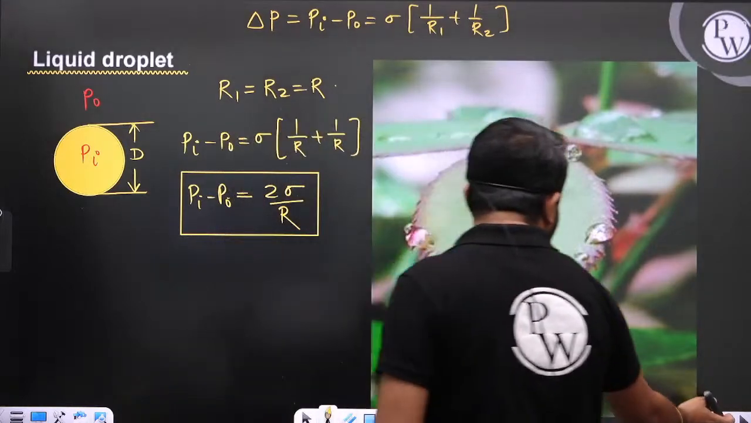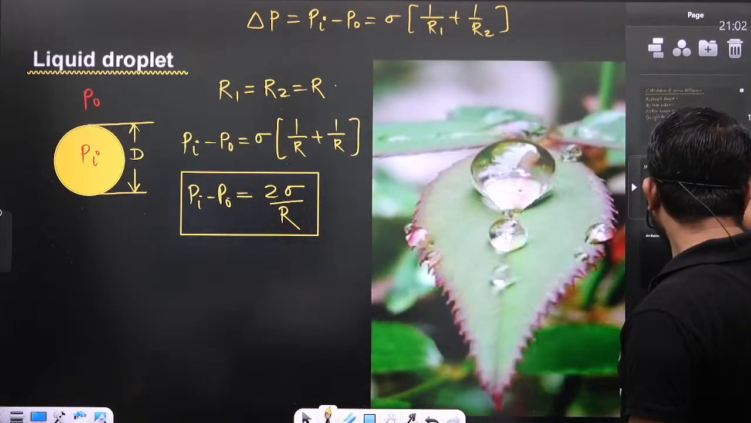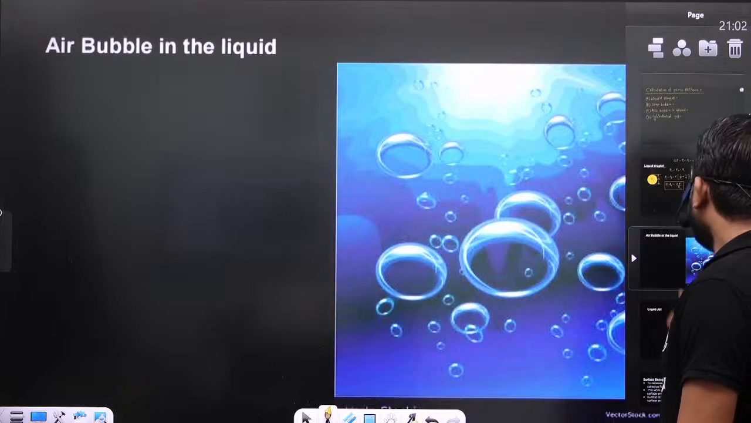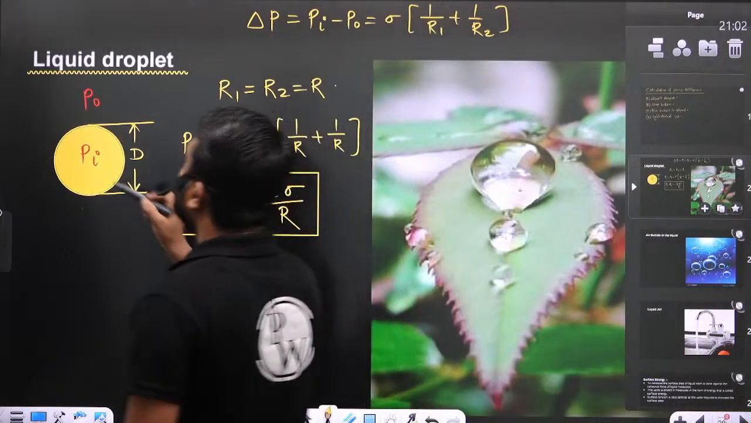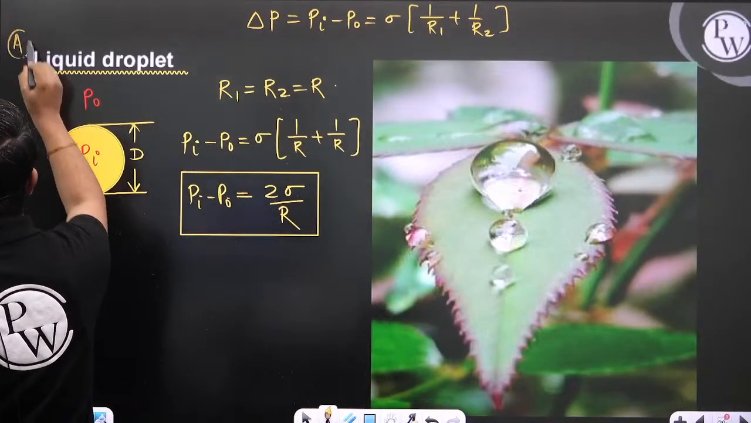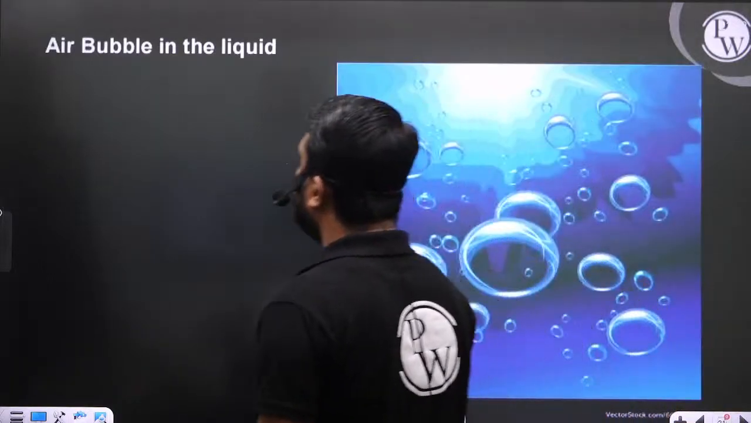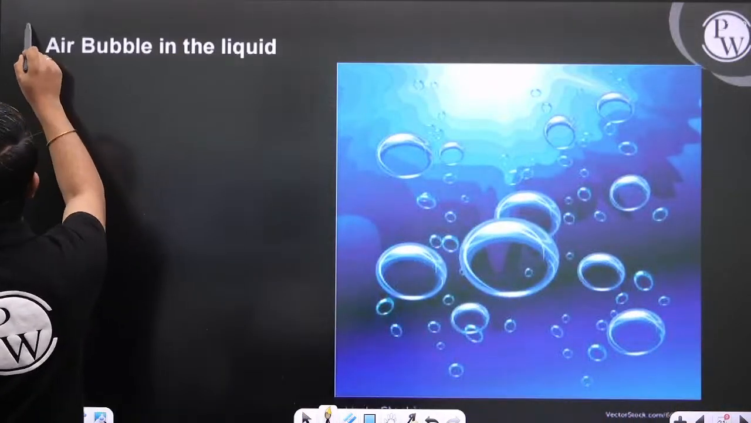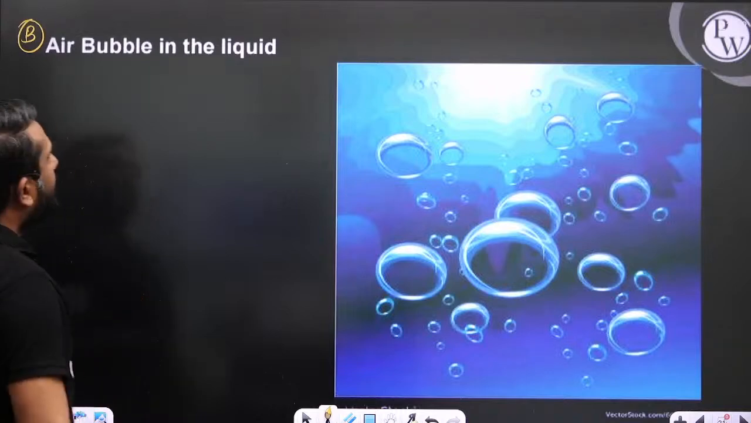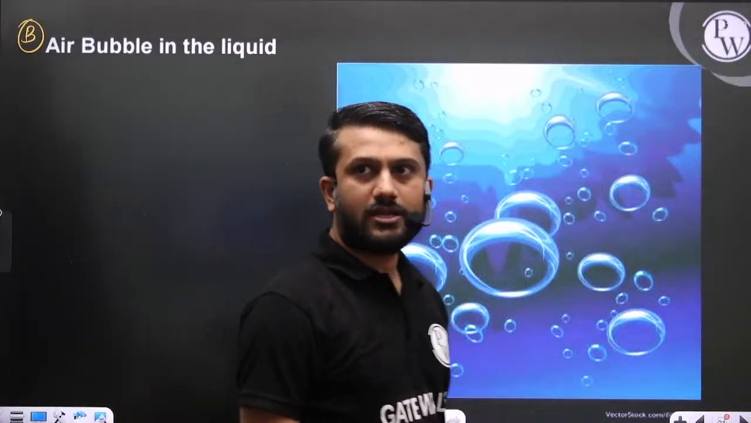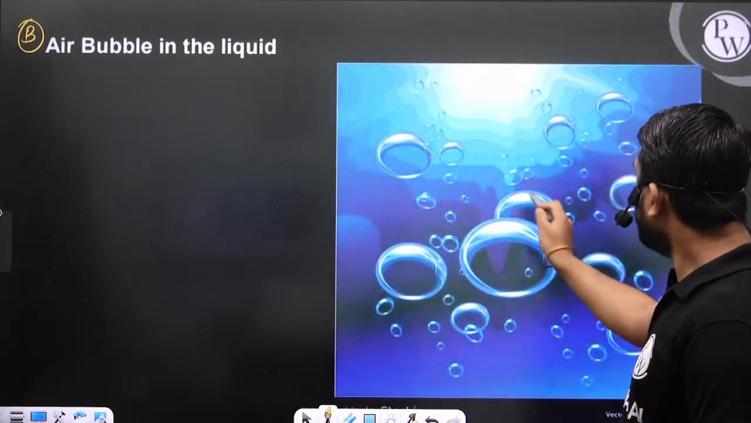Okay, now come to the second one. This is the first one, or you can say A. Let us consider this is B: the air bubble in the liquid.